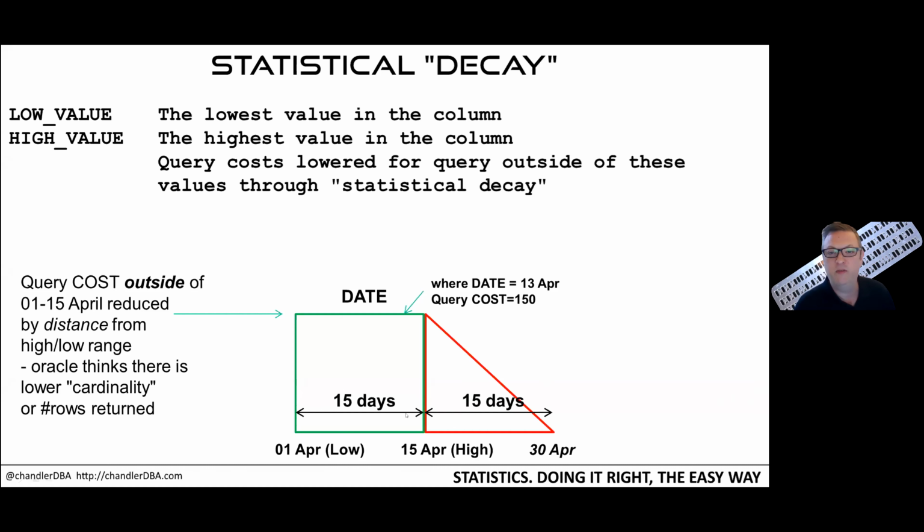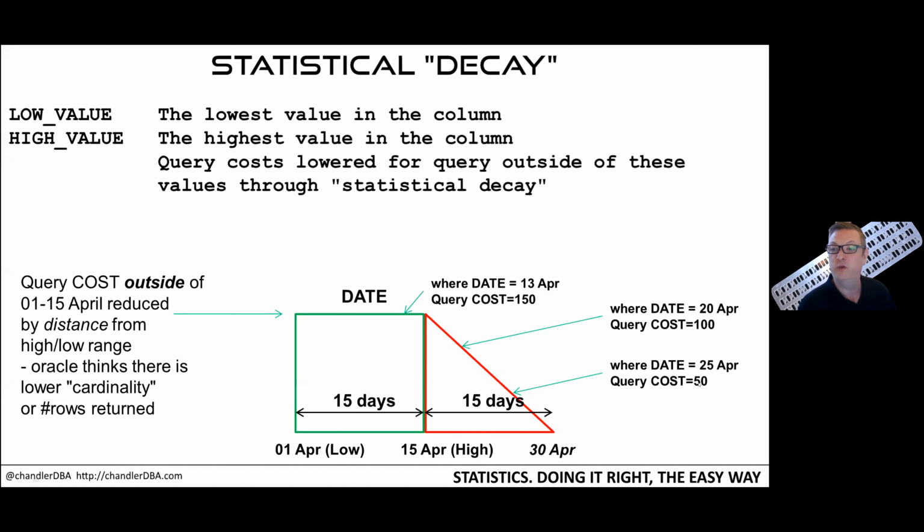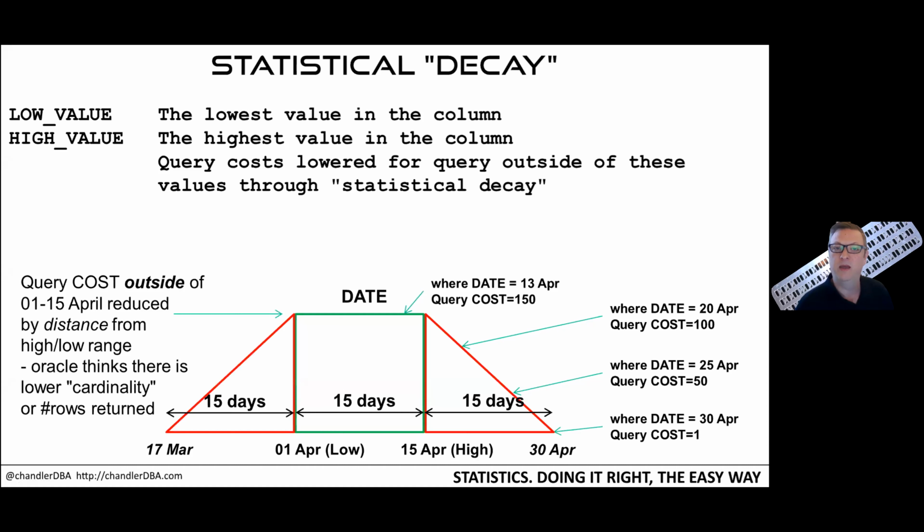So over the course of the next 15 days, you get a linear reduction in cardinality and therefore cost. So if we query where the date is the 20th of April, the cost drops to 100. For the 25th, it's down to 50. And for the 30th, it gets down to 1 because Oracle thinks it's incredibly unlikely that you have any data in there. And the same is true of the other end. So this is statistical decay, or the high-low value threat.